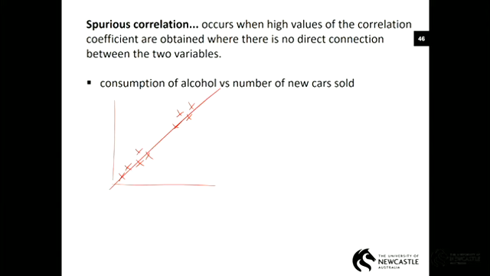Awesome correlation. Does that mean that you drink and you go and buy cars? Well, it could. But could there be a third thing in here? Maybe people can drink more or afford to drink more when times are good and they can afford to buy a car. So that's spurious correlation.